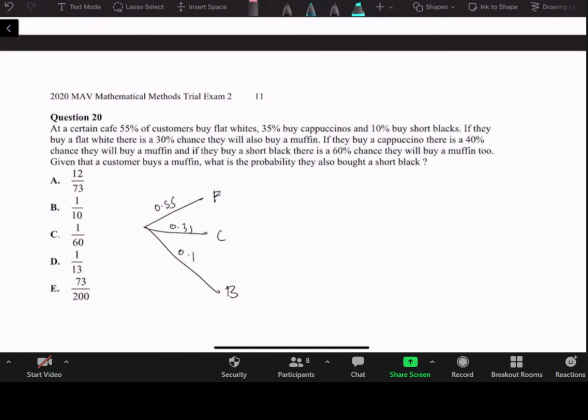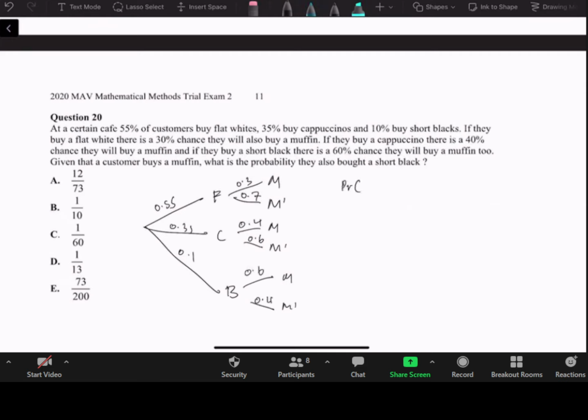So if they buy a flat white, then there's a 30% chance they'll get a muffin. So muffin, no muffin. So if it's buying a muffin 0.3, then not buying a muffin is 0.7. Same thing for the cappuccino, except it's 0.4. And the short black is 0.6.